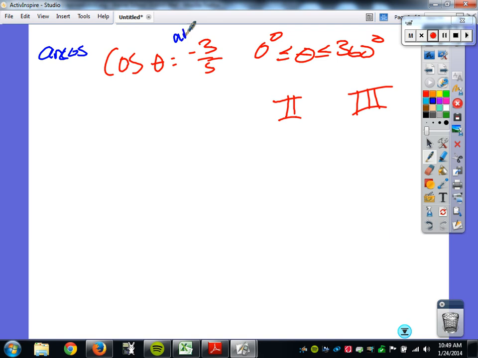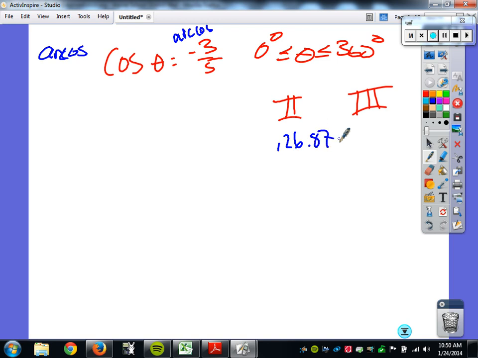Plug this in your calculator. Arc cosine of -3/5. What'd you get? 126.87. And that is in quadrant 2. We're going to round to the second. 126.87.